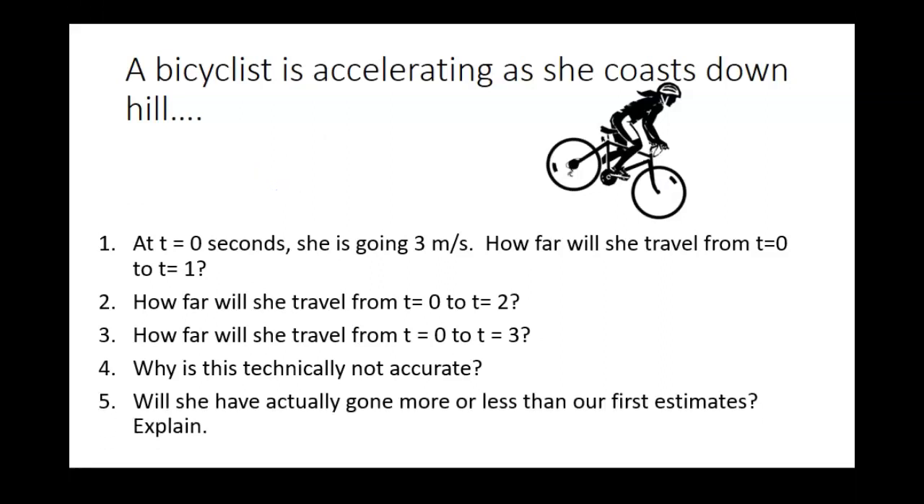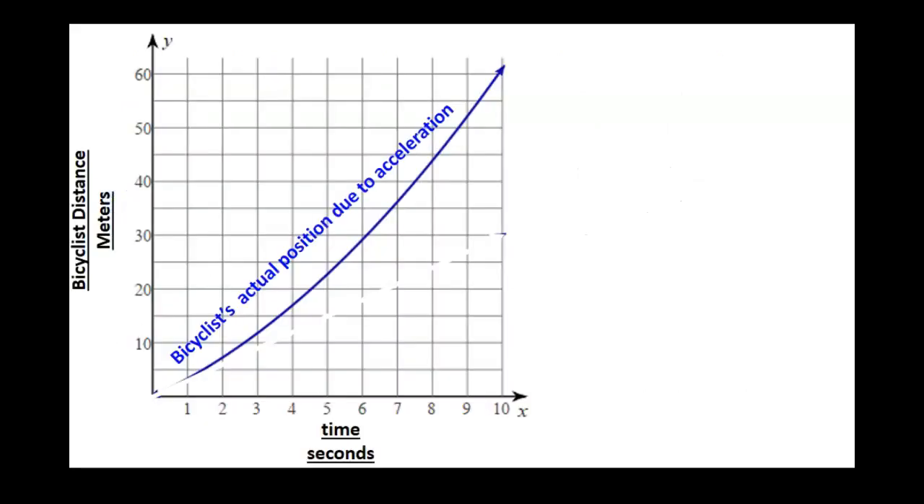But let me ask you this. Will she have actually gone more or less than what we're estimating every time? More. She will always go a little more. And why would she always be going a little bit more? Because she's speeding up, right? And because of gravity. That's a fair answer.